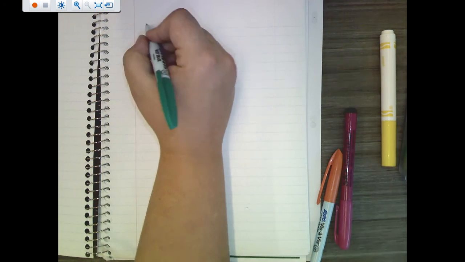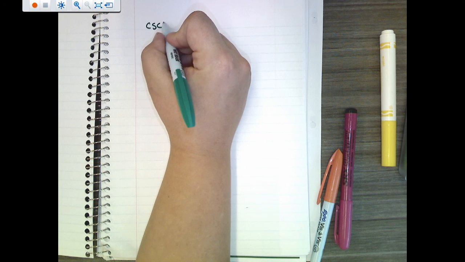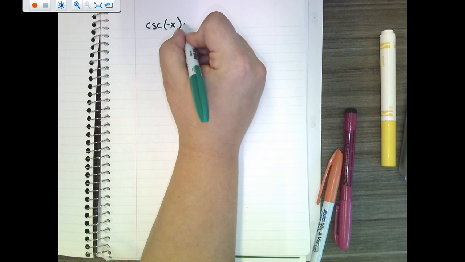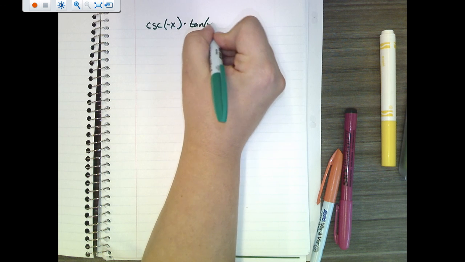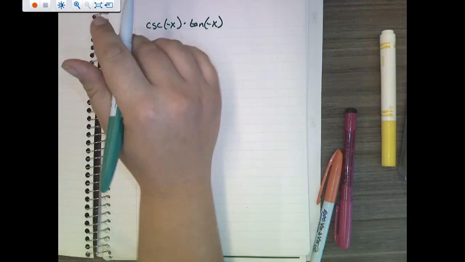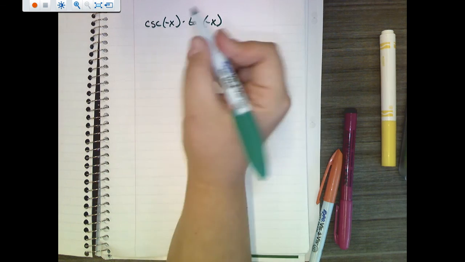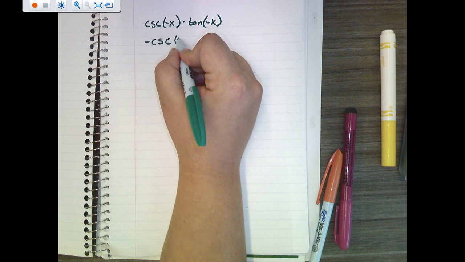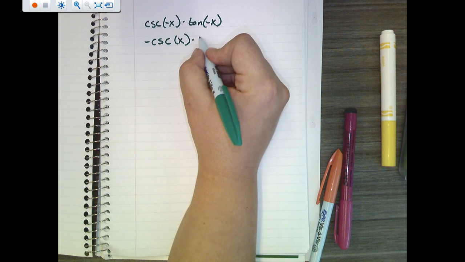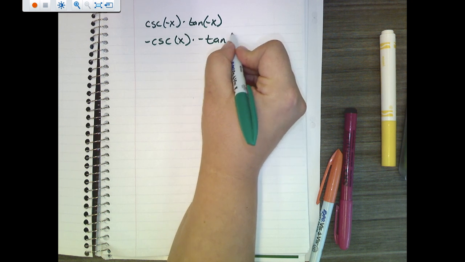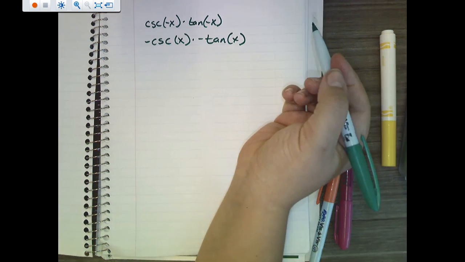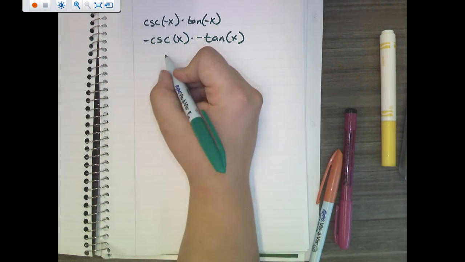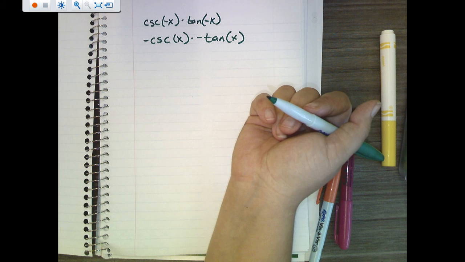And that is going to be, so cosecant of negative x times tangent of negative x. Okay, so cosecant of negative x goes to negative cosecant of x times negative tangent of x. That becomes positives. So I need to rewrite everything in terms of sines and cosines.